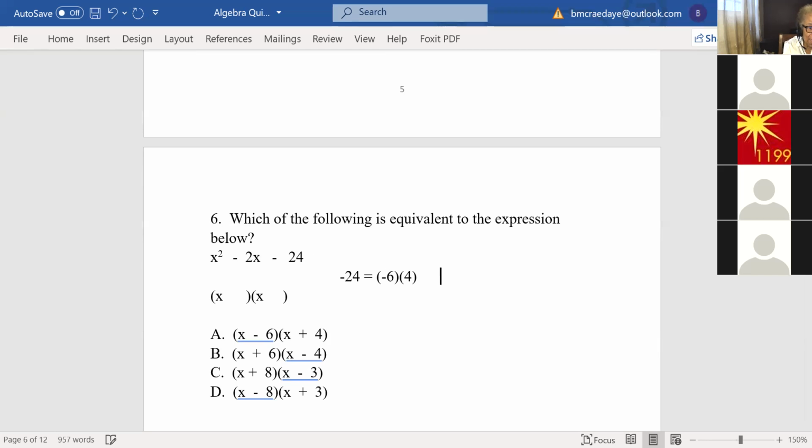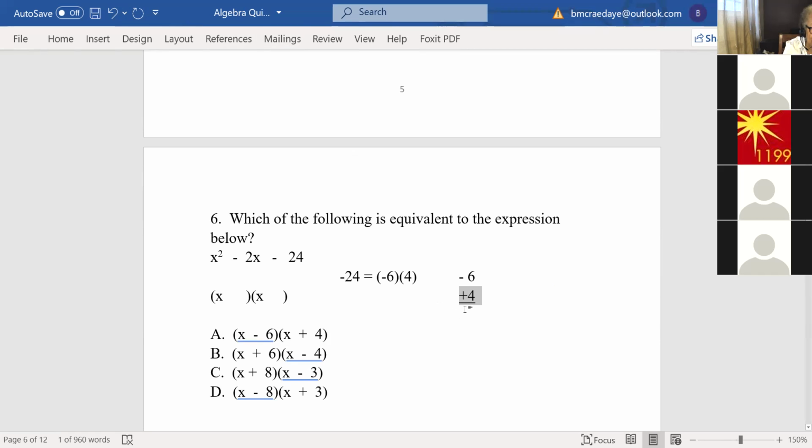Now, if we take the minus 6 and we add a plus 4, let's just add this minus 6 and a plus 4. Move this over a bit, and we'll add this. So Chastity, what do I get when I add?